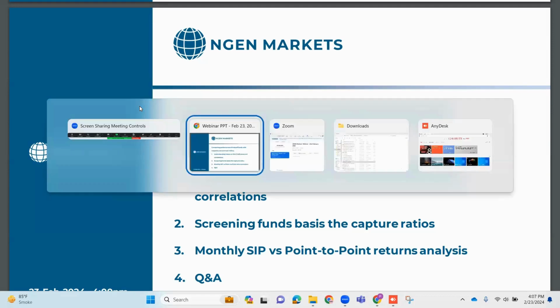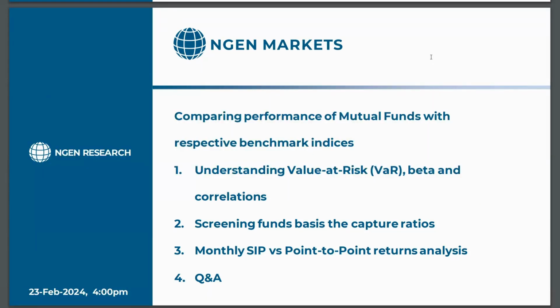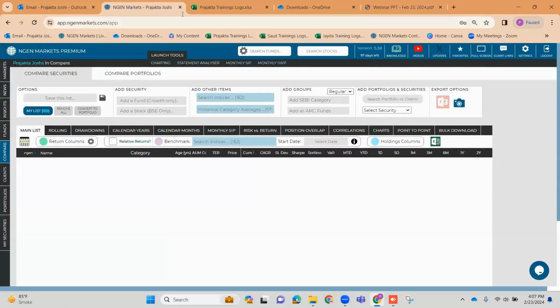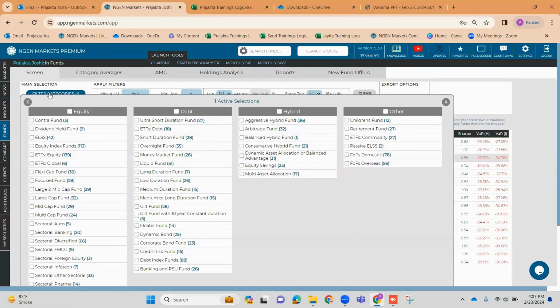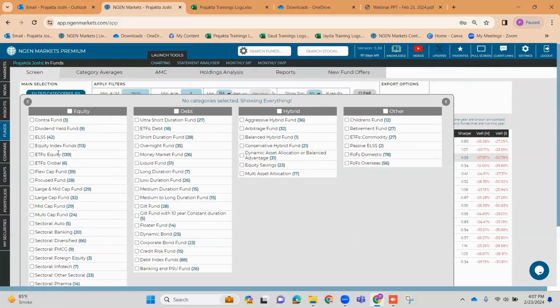So let me go on engine markets. Just a minute. Okay, so this is the engine markets platform. For the webinar related discussion, we will be focusing on the funds in the compare section today. So first of all, let's choose a category that we are going to analyze today. So let's consider small cap as a category.